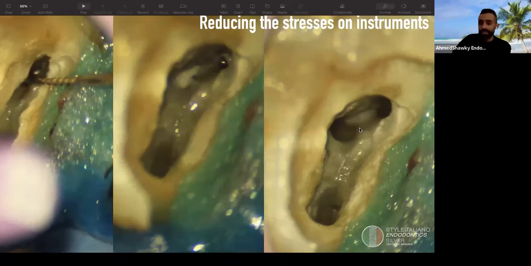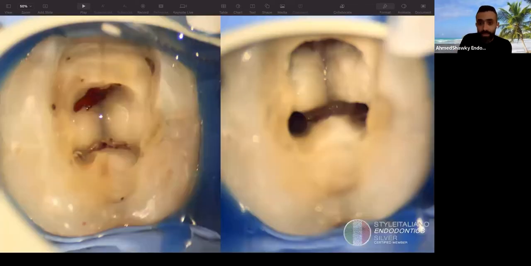It's not about only the apical part or the narrow part, no. It's about, in the first place, the coronal resistance. Here, we used to take our file down these narrow orifices, just open the access, take the file, and go to the working length.